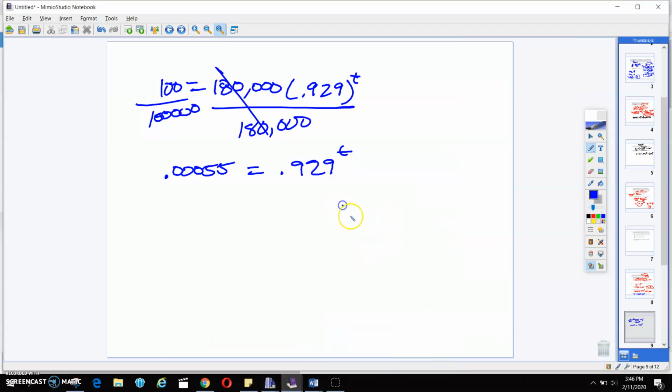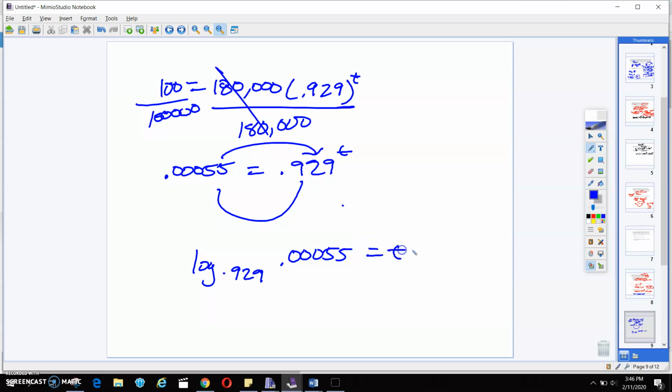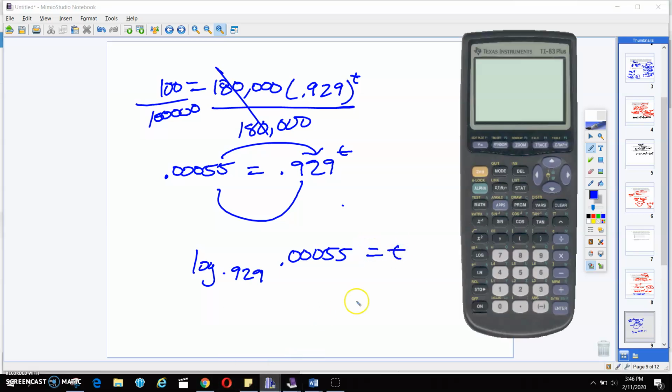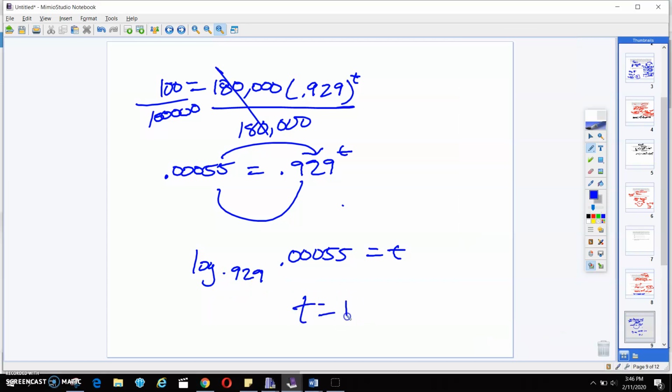Then I'm going to put this into log form. So I'm going to start from the base, go to the outside, and end up at the exponent. So log base 0.929 of 0.00055 equals t. If I plug this into my calculator, I'm going to get log of 0.00055 divided by log of 0.929. And that's going to tell me that it's going to take 101.9 years for those koalas to get to 100.